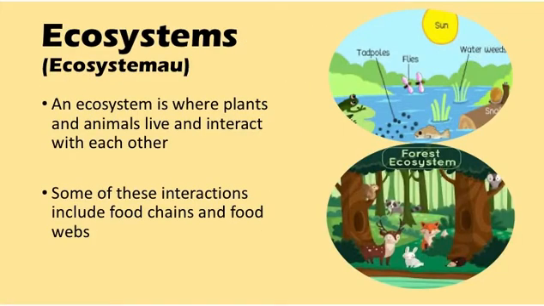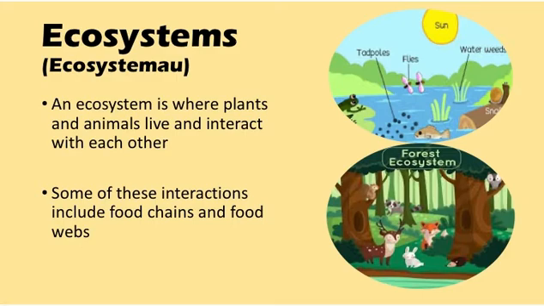So the first thing we're going to look at today is ecosystems. So an ecosystem is where plants and animals live and interact with each other. And some of those interactions include food chains and food webs. So on the right here, I've got 2 different pictures of different ecosystems. So the first one is in a river. We've got stuff like tadpoles, frogs, flies, water weeds, snails, and obviously the sun.